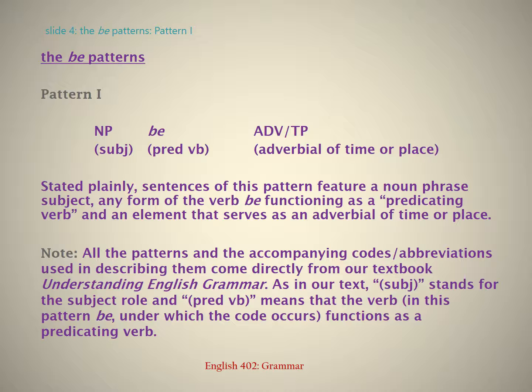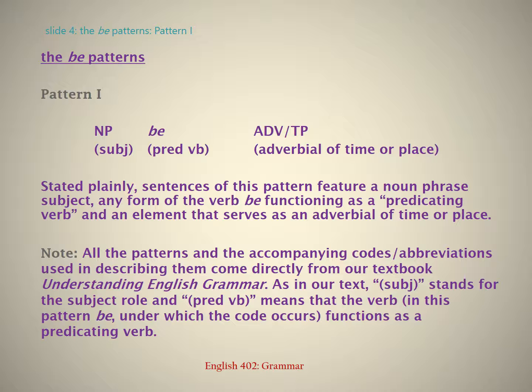NP as subject, be as predicate verb, ADV/TP, adverbial of time or place. Stated plainly, sentences of this pattern feature a noun phrase subject, any form of the verb be functioning as a predicating verb, and an element that serves as an adverbial of time or place.